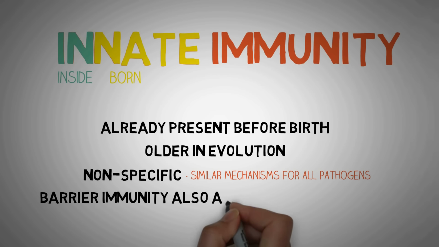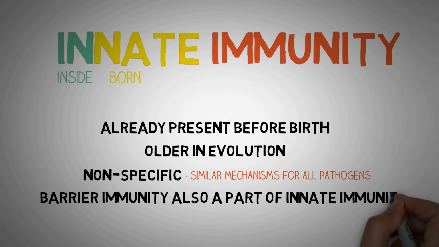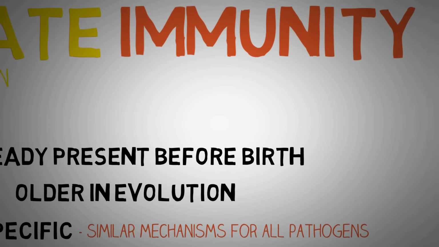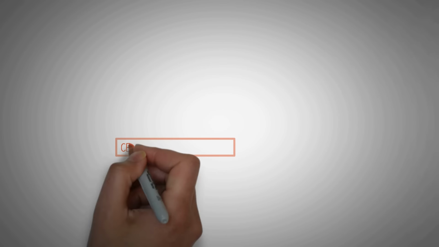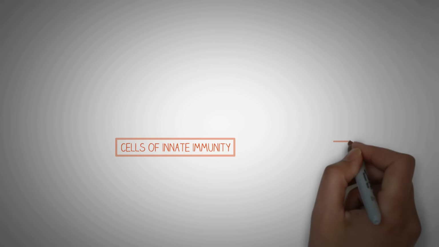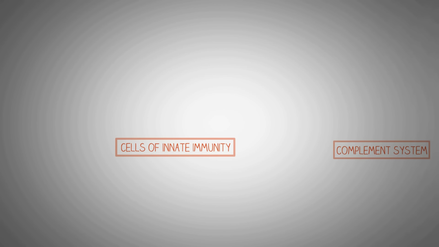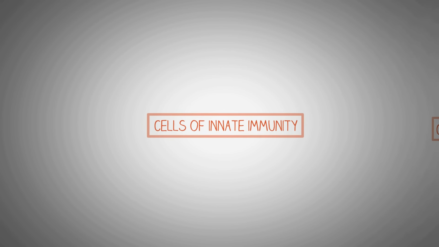Now, per se, the barrier immunity is also a part of the innate immunity since it is also present since birth. But for understanding this topic, it is better to divide these types of immunity into three categories. Now, let's talk about the innate immune system in detail. The defense system of the innate immunity consists of the various types of cells and the complement system. Let's first talk about the various types of cells of the innate immune system and look at their basic functions.